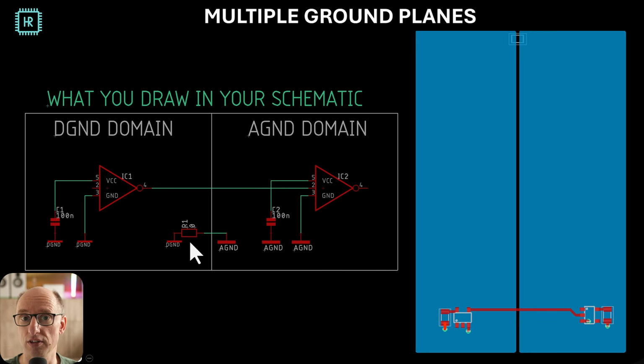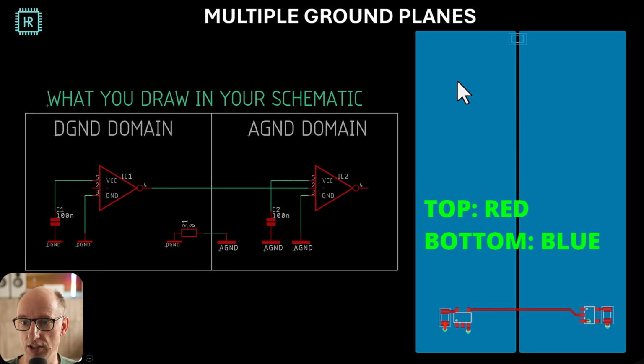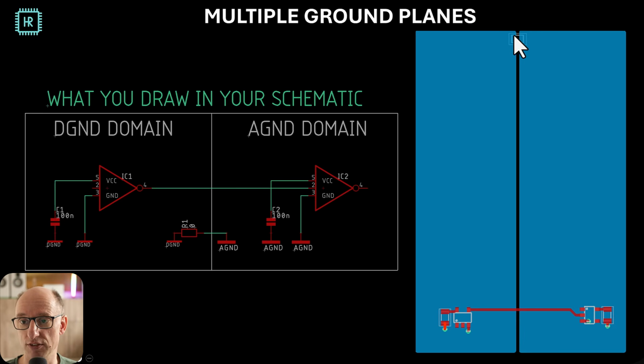So now what does the layout look like? Well, it could look something like this. On the left side, we have the digital domain. On the right side, we have the analog domain. And we have the 0 ohm resistor connecting these two.